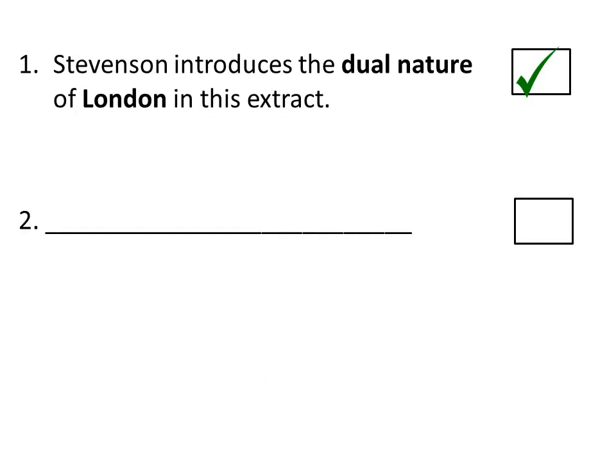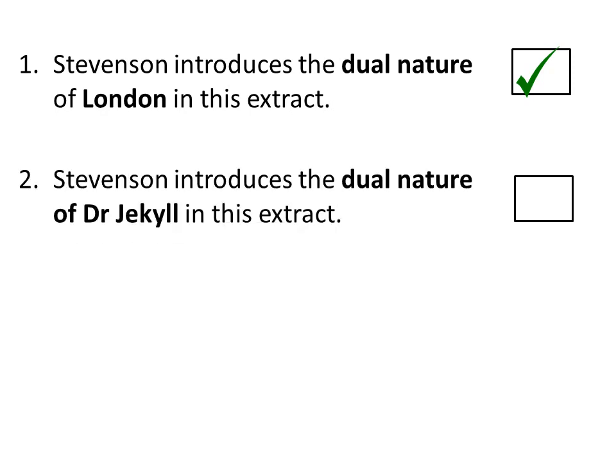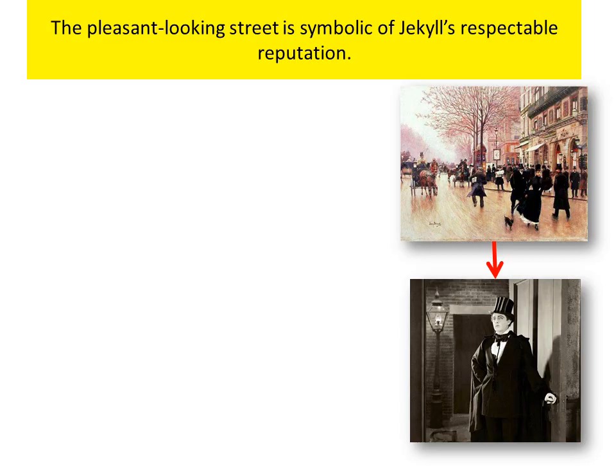We've now finished looking at our first idea. Stevenson introduces the dual nature of London in this extract. Let's now go on to our second idea. Stevenson introduces the dual nature of Dr. Jekyll in this extract. This extract very much gives us a hint about the two sides of Jekyll's character. In this interpretation, the pleasant-looking street is symbolic of Jekyll's respectable reputation.